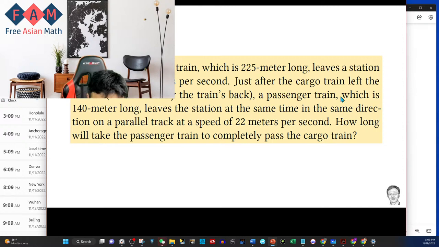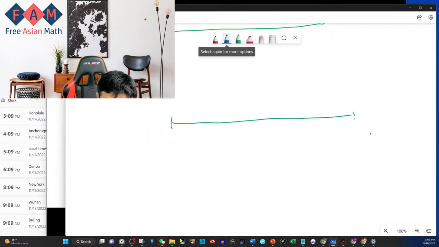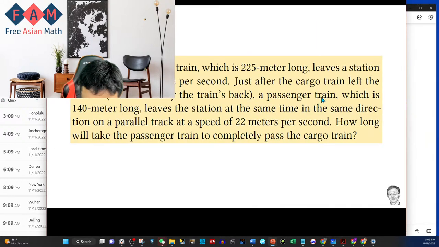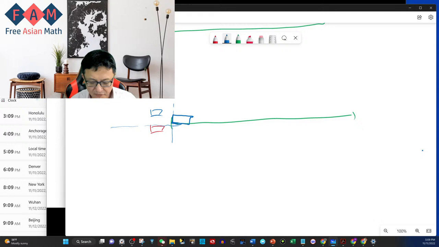So the problem says just after the cargo train left the station, as observed by the train's back. So if we have the destination, initially we have two trains here. What do you mean by that? At that time, the cargo train is right here, right? Because that's the back where the back left the station. Let's just say this vertical bar is the starting line, and all the trains could be lined up after that. So if the train just left the station completely, its back should be right here, at the starting line.